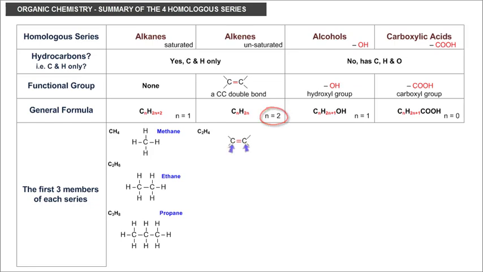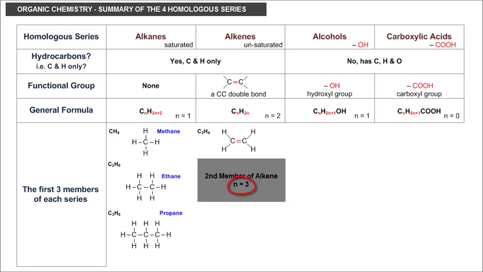And in this case, it has to be these 2 with a double bond between them, as they are the only pair of carbon atoms, and the remaining 4 hydrogen atoms are added to fulfill the bond requirement. Carbon needs 4 bonds and hydrogen needs 1. For the second member of alkene, n equals 3, and the molecular formula is C3H6.